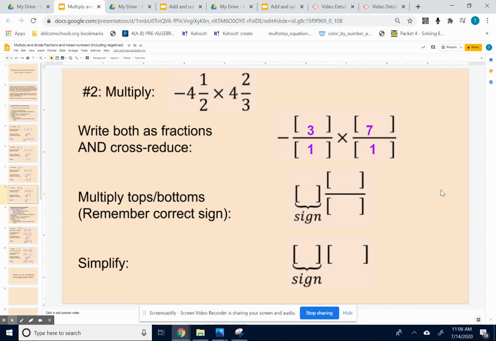Now in just a second you're going to pause the video. You want to multiply the tops, multiply the bottoms, and make sure the sign is correct. Multiplying the tops, 3 times 7 is 21. 1 times 1 is 1. And a negative times a positive, the signs are different, so it's a negative. Negative 21 over 1. Make sure you got that part right. Go ahead and simplify that.